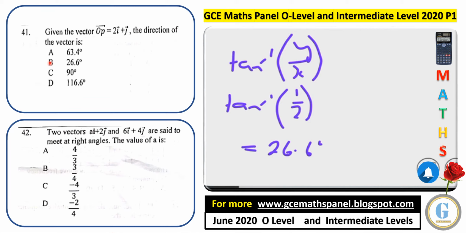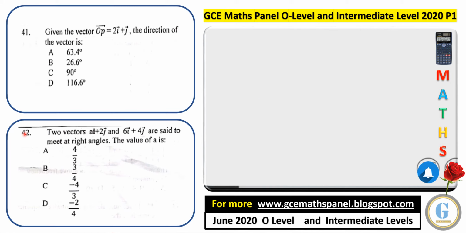Question number 42. Two vectors, ai plus 2j and 6i plus 4j, are said to meet at right angles. The value of A is? So from question number 42, if these vectors meet at right angles, what does it mean? It means that normally their dot product should give us a value of 0. Dot product will give us 0.